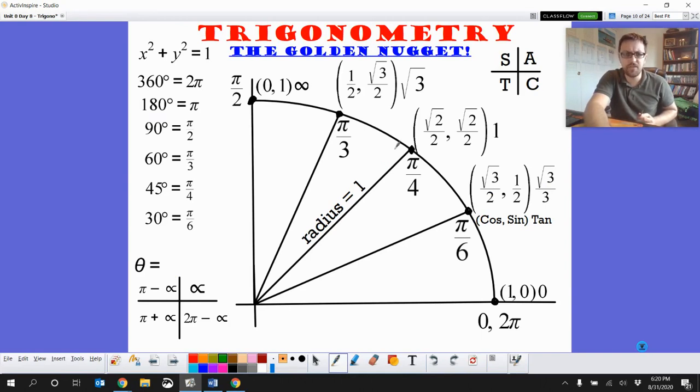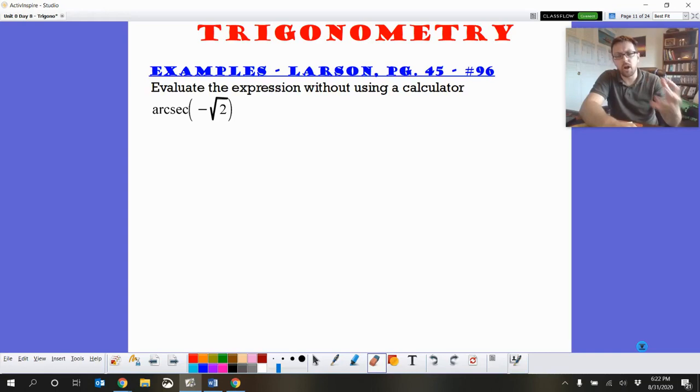Here we've got our positivity chart, important angles, how we created the unit circle, radius of 1, all that good stuff. So make sure that this golden nugget is still living in your brain because it still needs to be in there. We're going to use these a lot and just at random times. You'll never know when it's coming. It's just arcsecant. Once again, that's undoing secant.